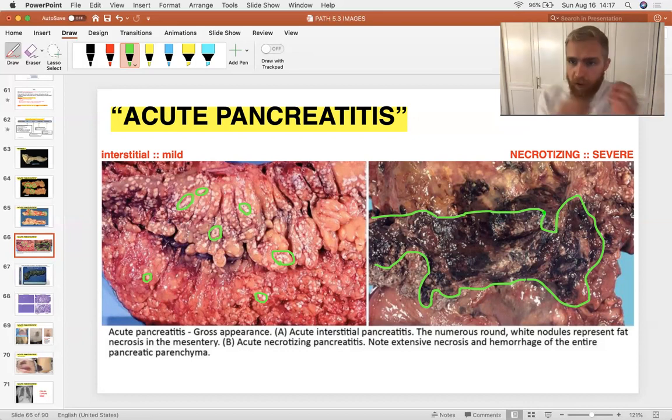If you get shown one of these and they ask, what type of necrosis is it? Just because you see a pancreas and just because they put the word pancreas in the first sentence of the question stem does not mean it's automatically fat necrosis, okay? So look at it. Is it bleeding all over the place? Is it blood red? It might be coagulative necrosis, because hemorrhagic necrosis is a type of coagulative necrosis.